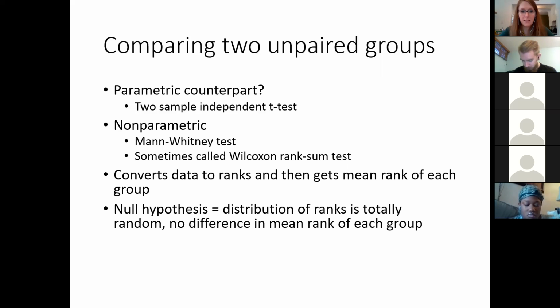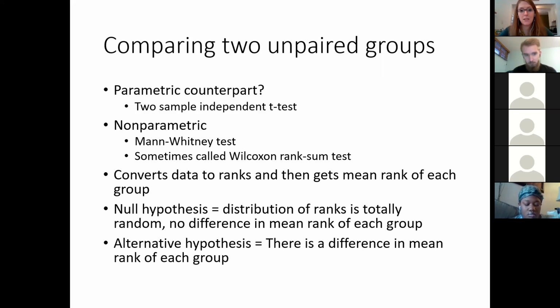The null hypothesis for this is that the distribution of ranks is totally random. There's no difference in mean rank of each group. So again, your null is going to be that there's no difference. Your alternative is that there is a difference in mean rank of each group. Other than that, it's going to give you the same exact output that an unpaired t-test would. It's going to give you a p-value, right? And then you're going to interpret the p-value.